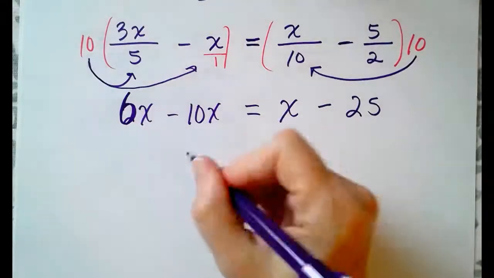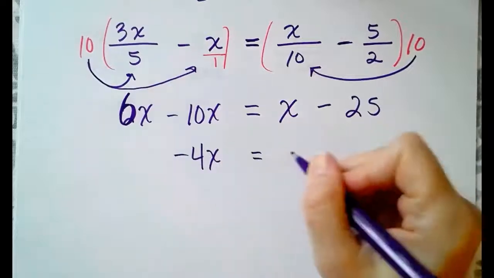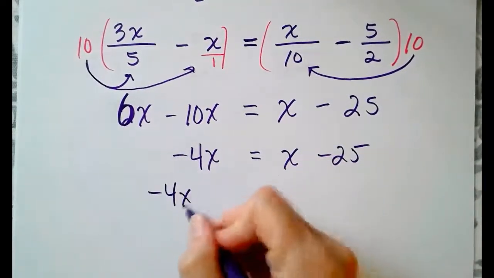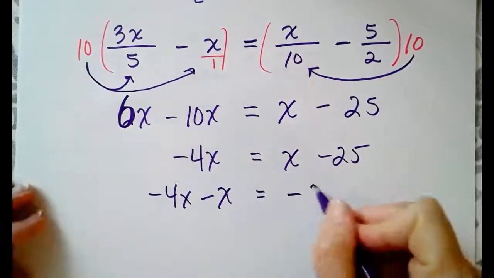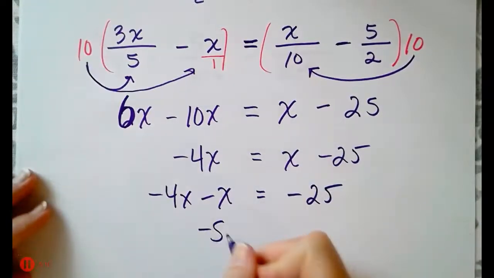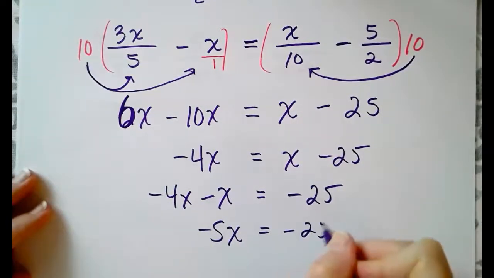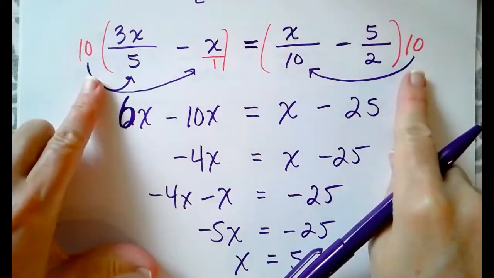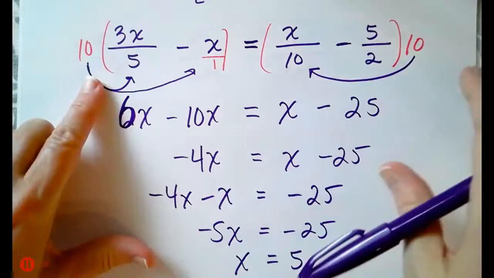6x minus 10x is negative 4x. And then negative 4x minus x is negative 25. Negative 5x is negative 25. X is 5. So utilize a common denominator in order to eliminate fractions.